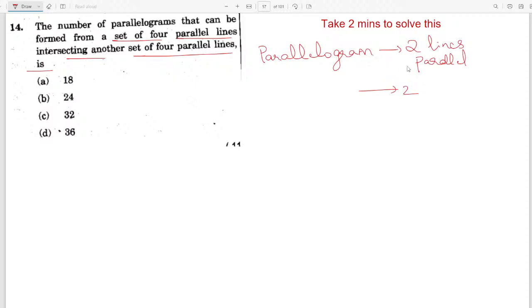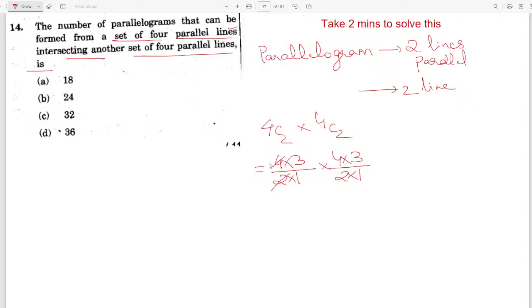They are saying that there is a set of 4 parallel lines intersecting another set of 4 parallel lines. So in these first 4 lines we need 2 lines, and in the next 4 lines we need 2 lines. So we need to choose 2 lines out of 4 lines. So again, this is 4C2 into 4C2. This is equal to 4 into 3 divided by 2 into 1, into 4 into 3 divided by 2 into 1.